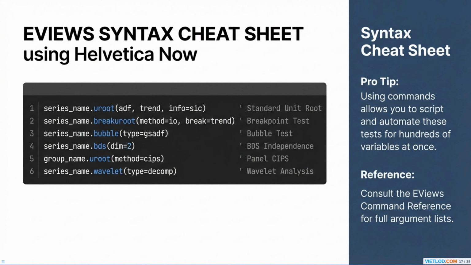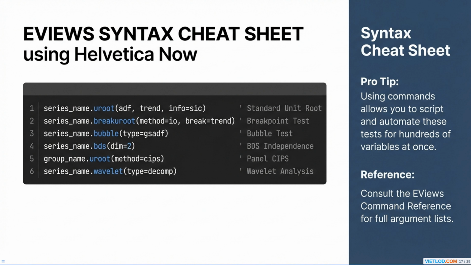While the Eviews graphical interface is convenient, using command syntax is far more efficient for reproducible research and for automating tests on many variables. For example, for a standard ADF unit root test with a trend and automatic lag selection using the SIC, the command is seriesname.uroot.adf trend info = SIC.